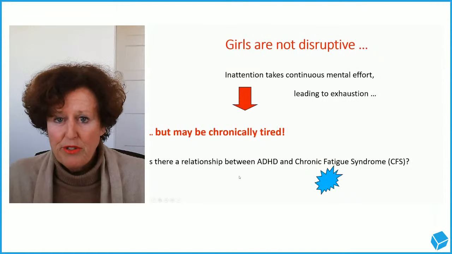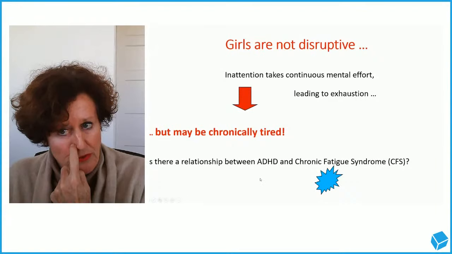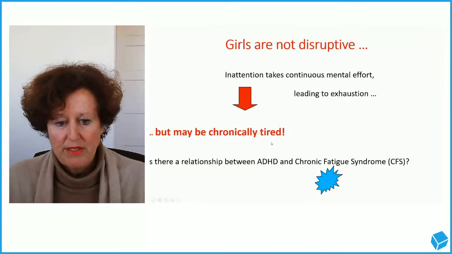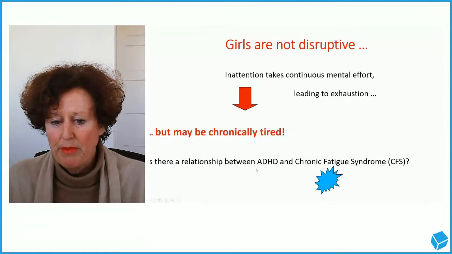Back to the girls. Well, I told you the girls are not as much hyperactive and disruptive, but they are inattentive, and it takes a lot of effort to comply with all the tasks a woman has, so they're exhausted. And this leads to chronic tiredness. Chronic tiredness is something important to look for when you suspect a woman may have ADHD.